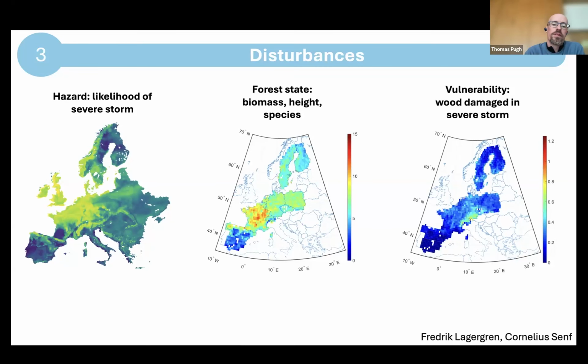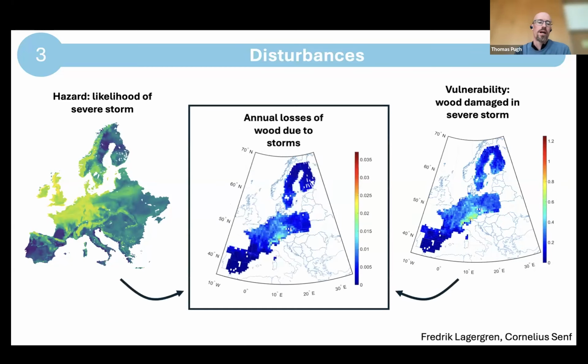And then we have in the center simulations that Frederick's done that calculate the forest state across that domain, so the biomass, the height, the species, and so on. From that, we're able to calculate the vulnerability, so the wood that we think would be damaged in a severe storm based on our modeling approach. We combine these hazard and vulnerability components together, and we get this annual loss of wood due to storms, which we're still in the process of evaluating. But it's now quite exciting that we have an approach to deal with this.